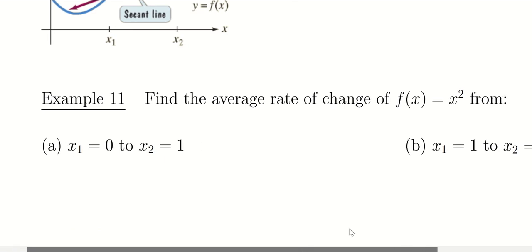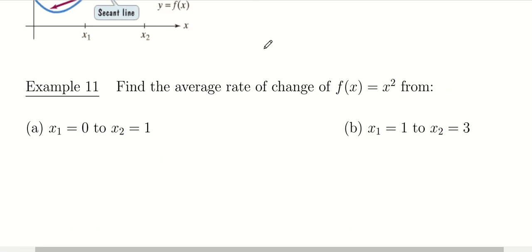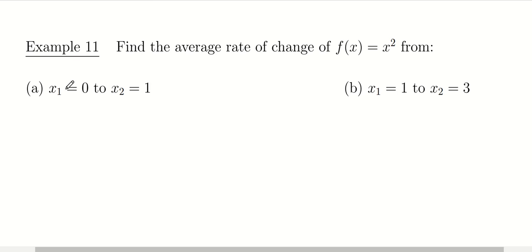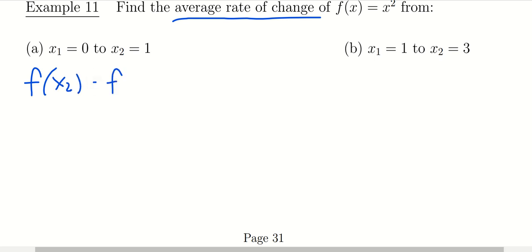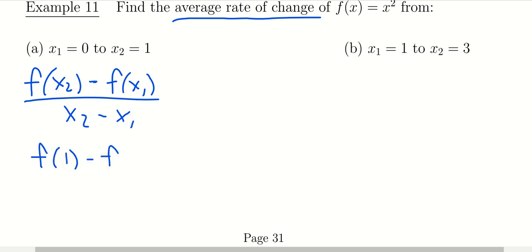Let's try this. In example 11, we're asked to find the average rate of change of x squared from x1 equals 0 to x2 equals 1. My advice is anytime you hear that buzzword, or a specific formula, immediately go ahead and write it down. f of x2 minus f of x1 divided by x2 minus x1. Here it's going to be f of 1 minus f of 0 divided by 1 minus 0.